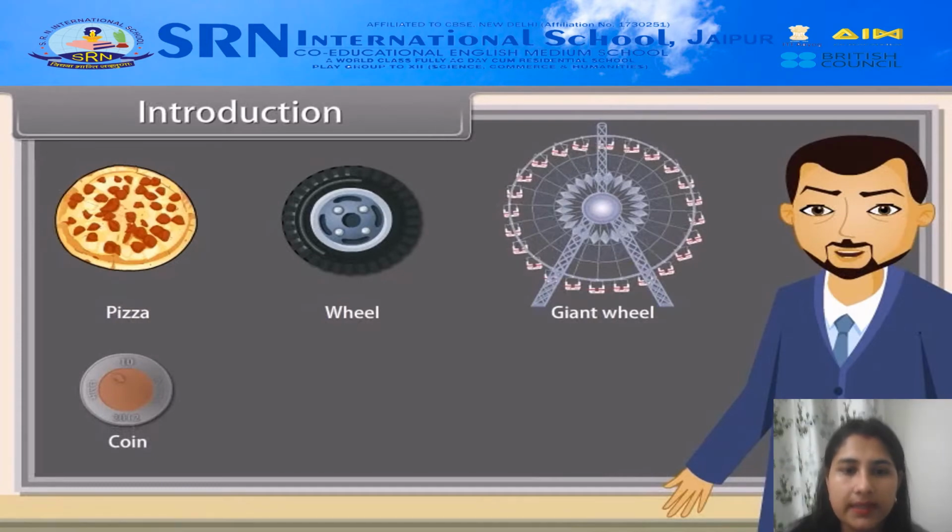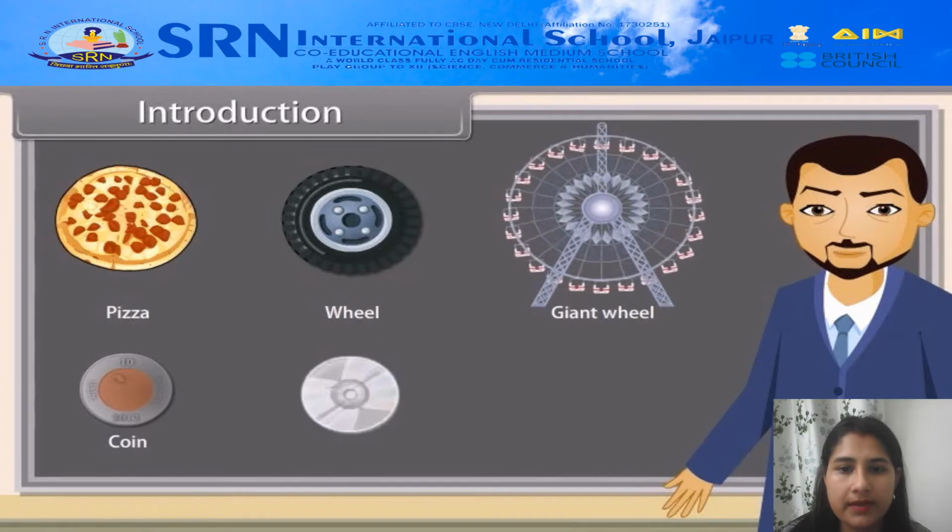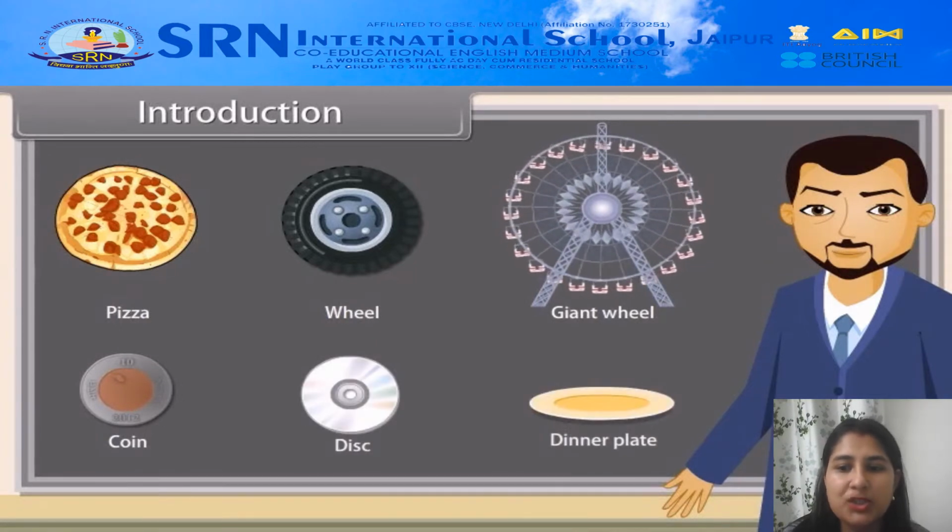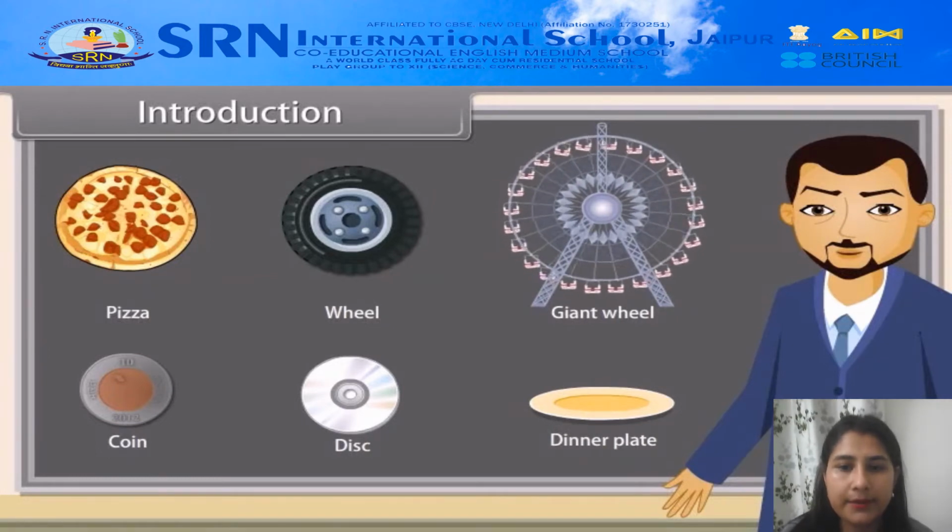As you can see, the figure which is given here: pizza, wheel, giant wheel, all the items which are represented here belong to which shape? The shape here is circle.